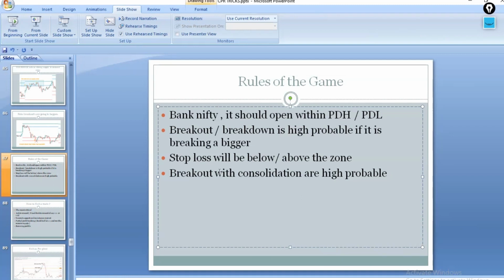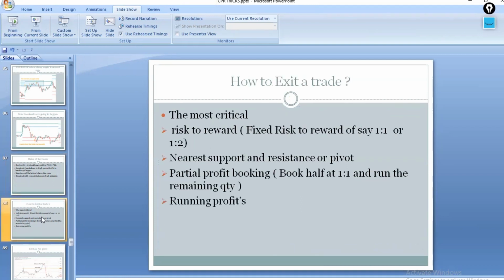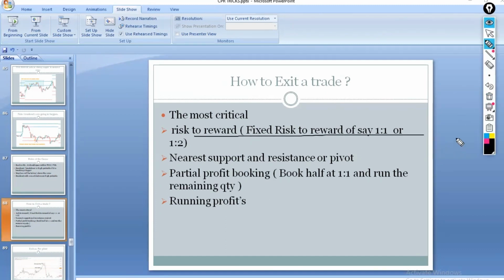Let's move forward and now let's talk about the exit, which is one of the most crucial areas over here. So how do we actually exit a trade? First thing first, you can go with the fixed risk to reward. Now, what exactly do I mean by risk to reward over here? Let's say if your stop loss is 100 and you choose to book your gains at 100, this is called as a risk to reward of 1:1.